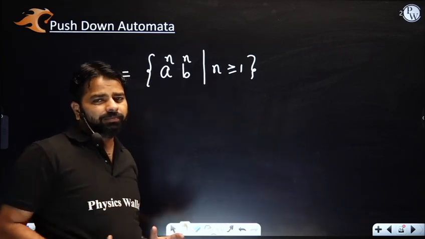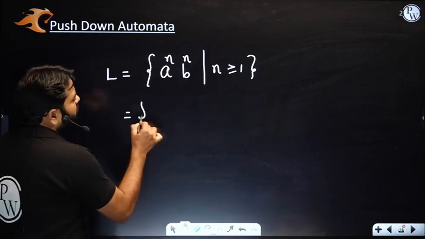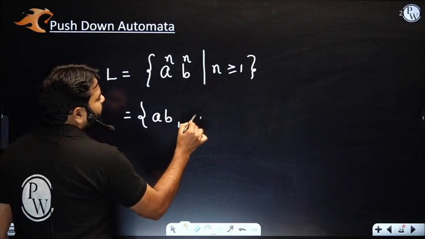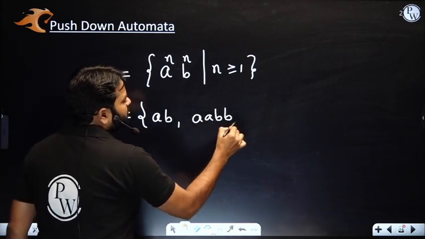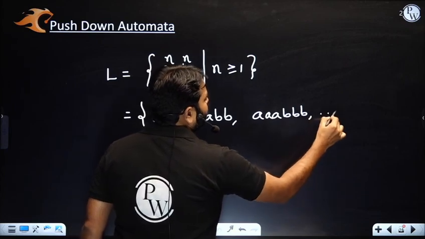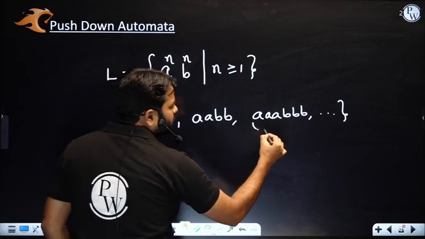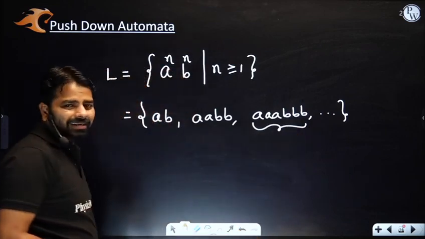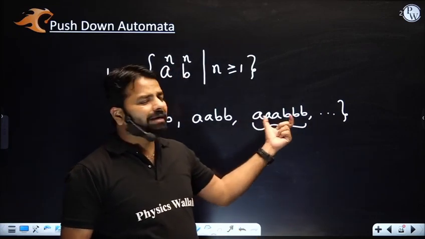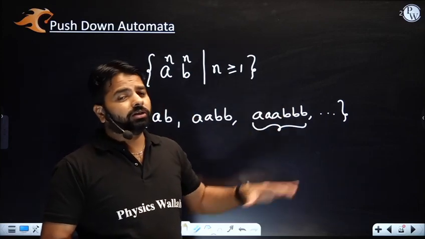Like a finite automata. But here, you know that the minimum string is AB, then 2 A's, 2 B's, and so on. Now take any string like this. What do you want to do with this string? If you want to compare A's and B's, which should be equal, what should be your logic?